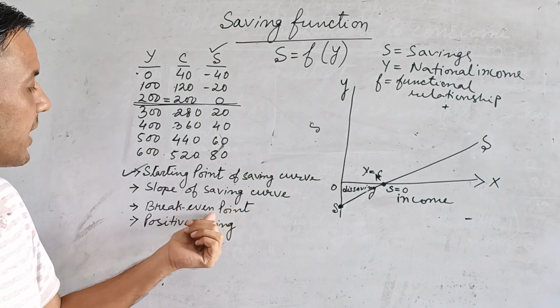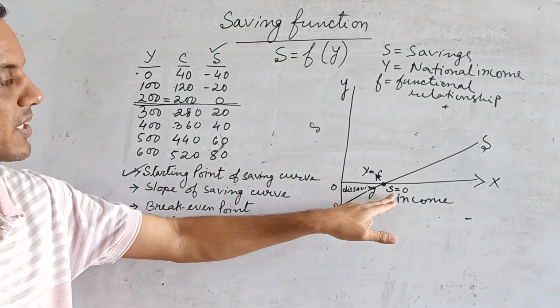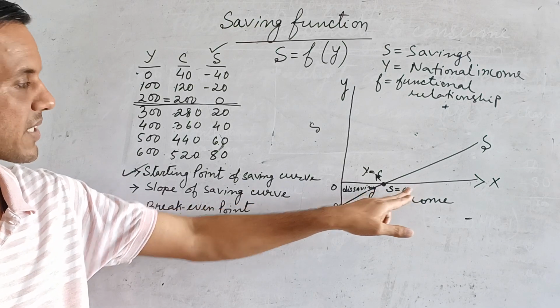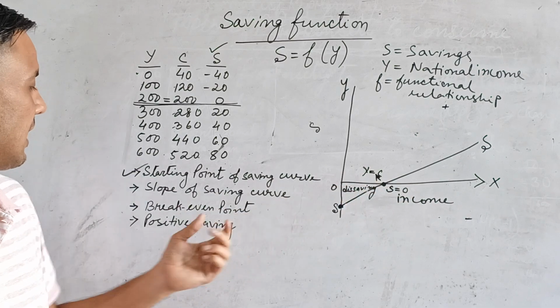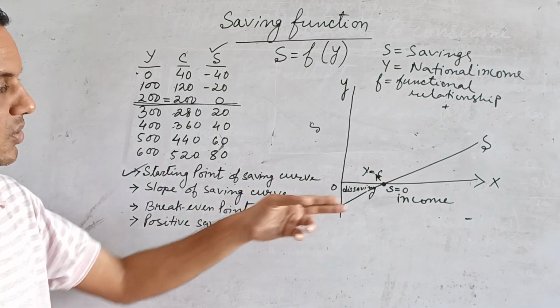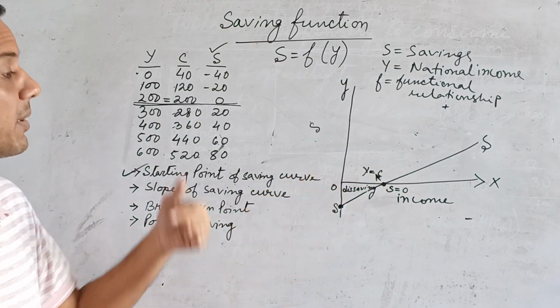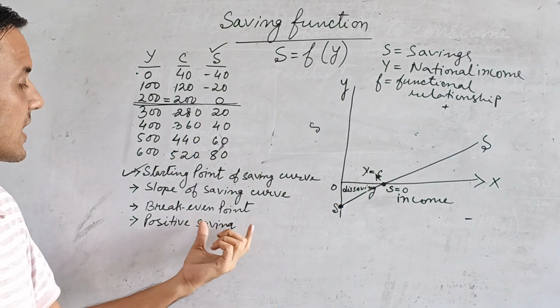Number 3, the break-even point. The break-even point means what? When savings is equal to 0. In the last video we already discussed this. So S is equal to 0. Then positive savings: when they cross this point, it means after the break-even point, savings is positive.